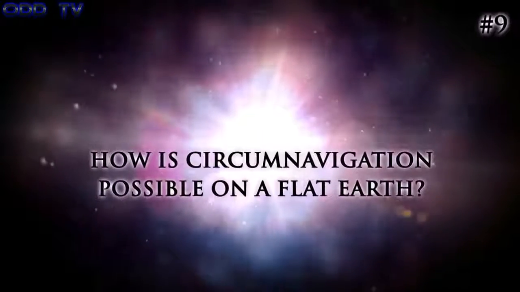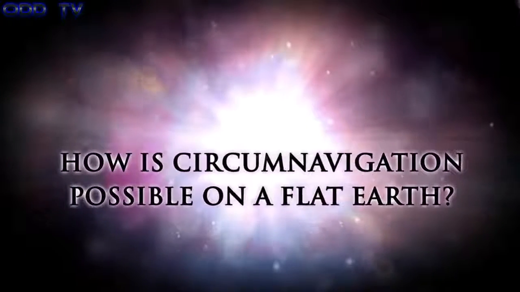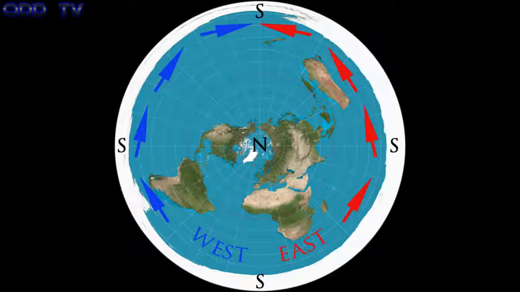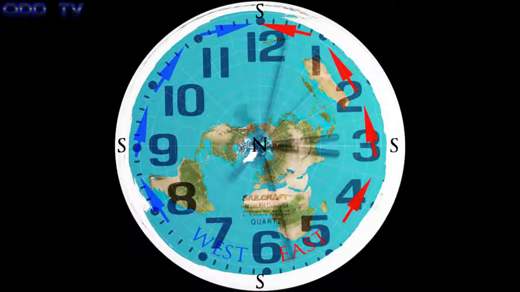How is circumnavigation possible on a flat Earth? Very easily. You can travel east and west directions to ultimately end up right back where you started. The face of the Earth looks similar to that of a clock. In fact, clocks were most likely designed after the true appearance of our world.